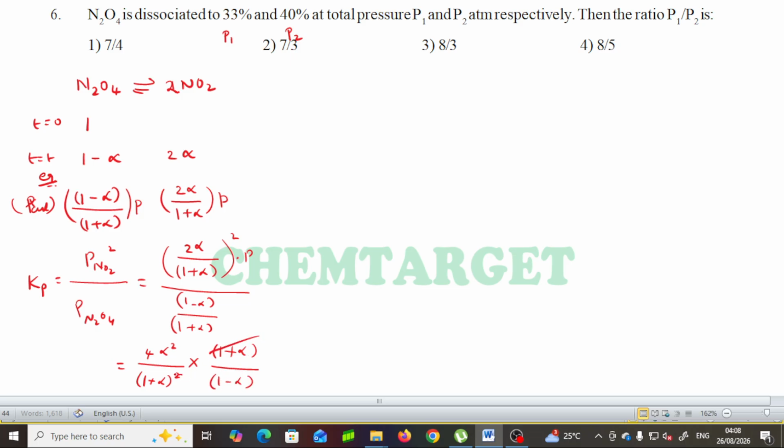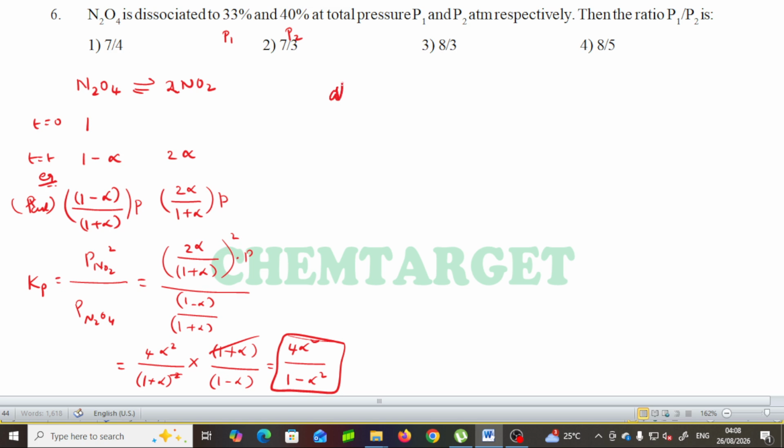If you cancel this one, finally we are going to have 4 alpha square divided by (1 minus alpha) into (1 plus alpha), which is going to be 1 minus alpha square, into P. So this is the fundamental equation we need to solve this problem.